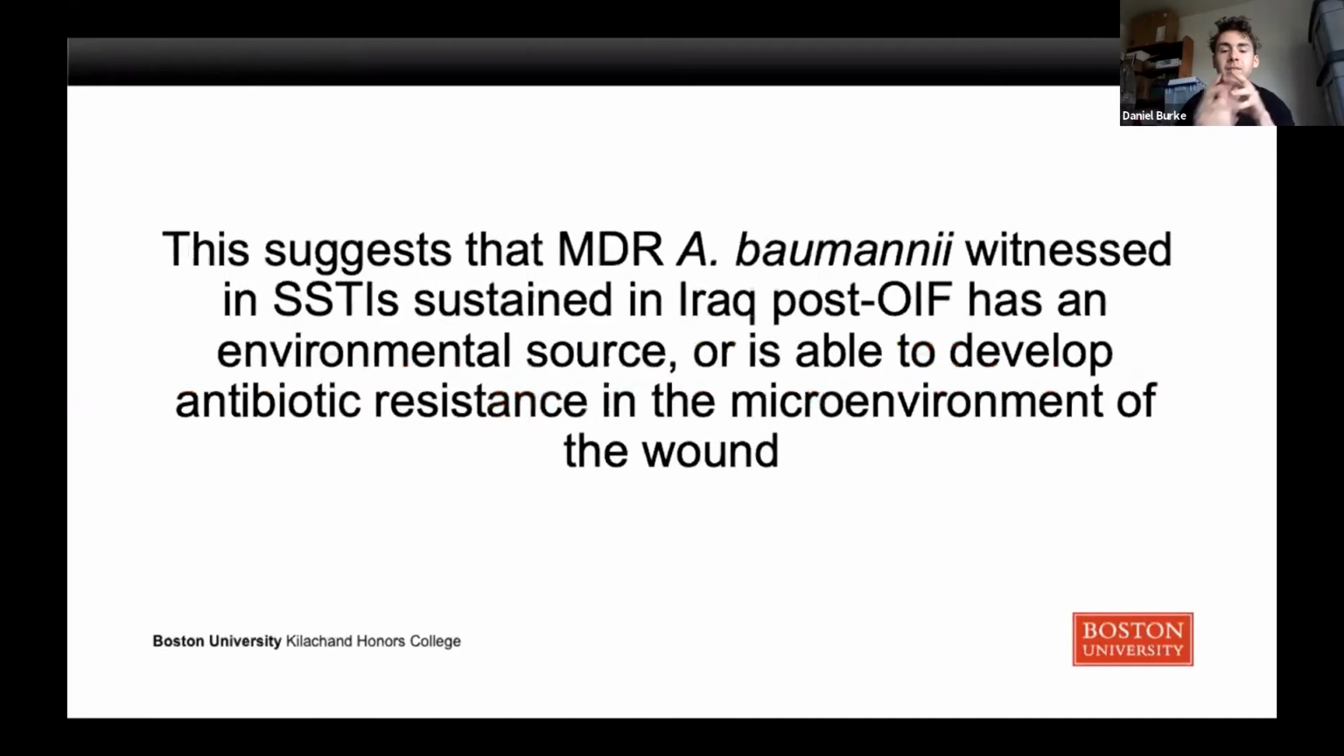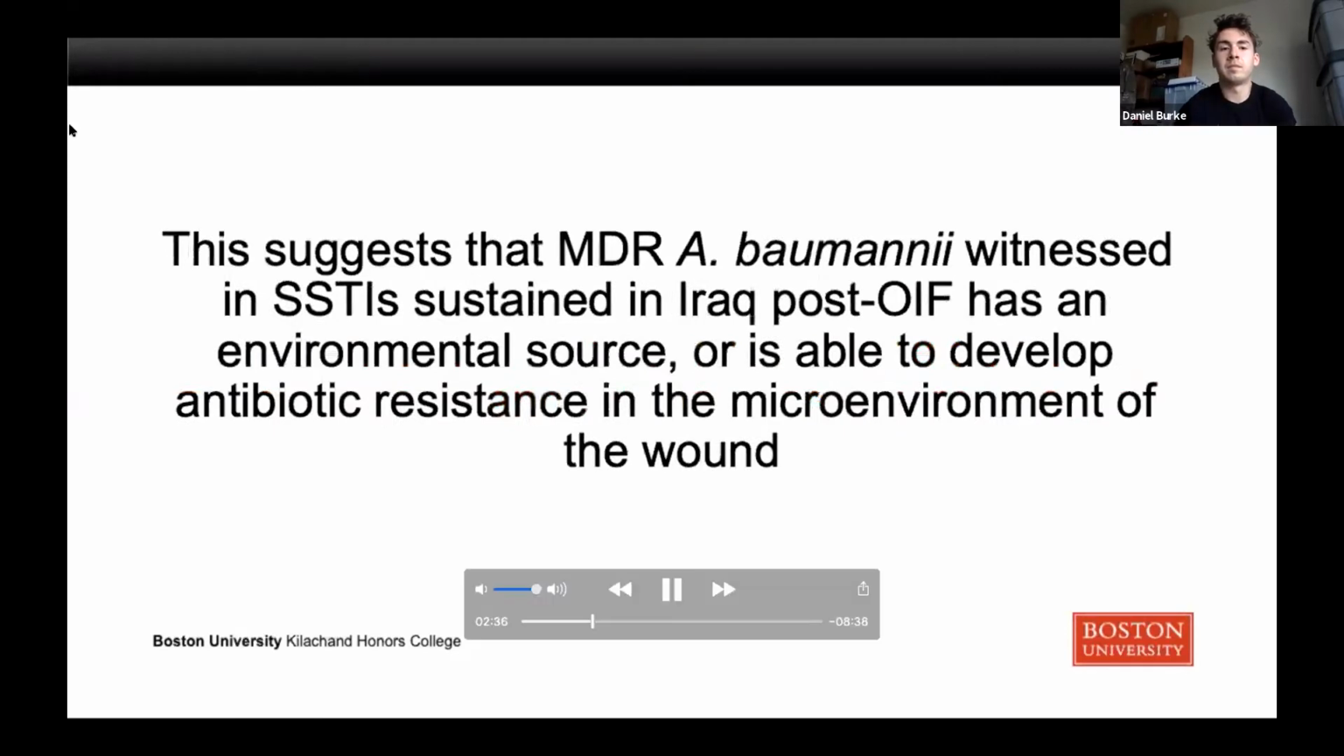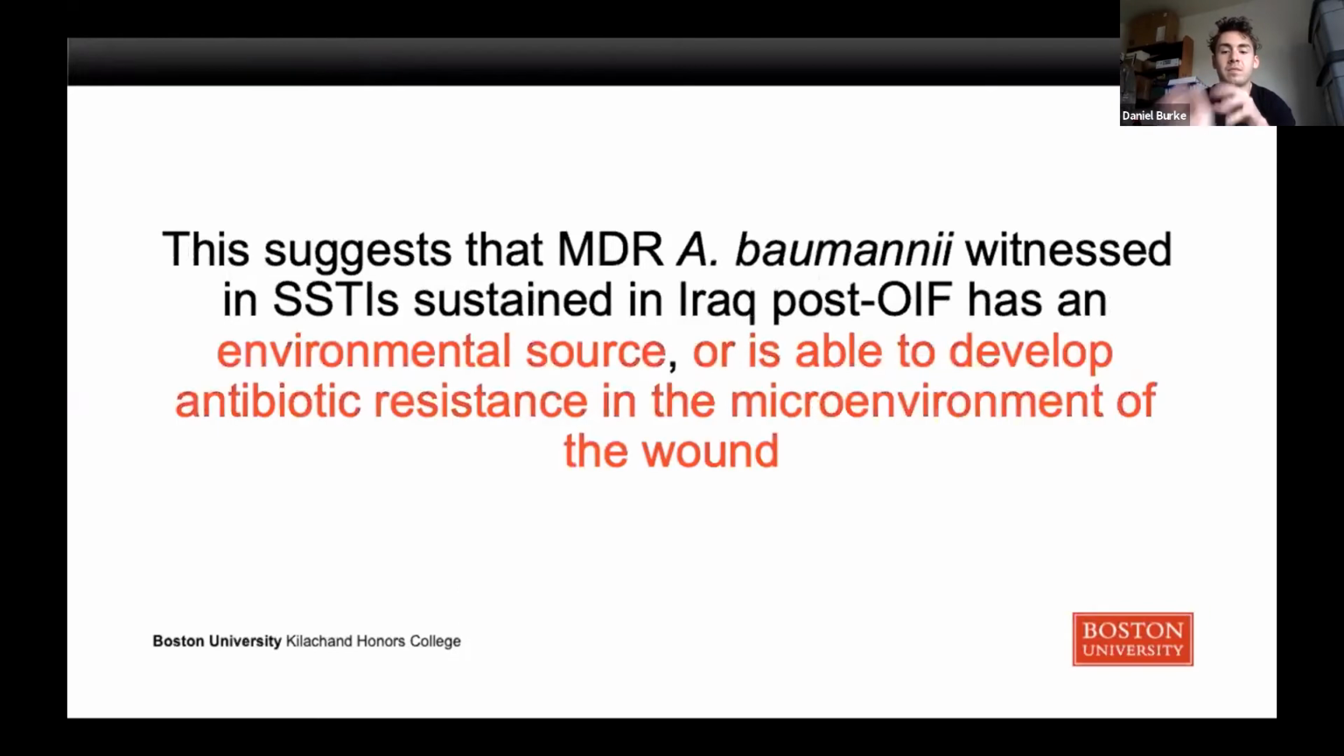This suggests that multi-drug resistant baumannii in Iraq, post-OIF, either has an environmental source or is able to develop antibiotic resistance in the microenvironment.